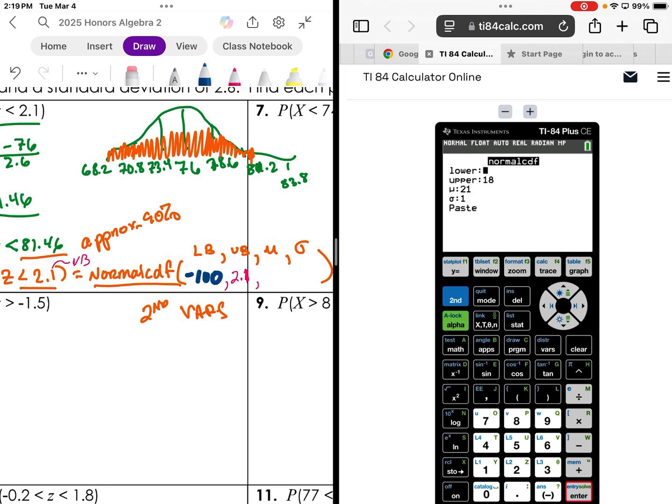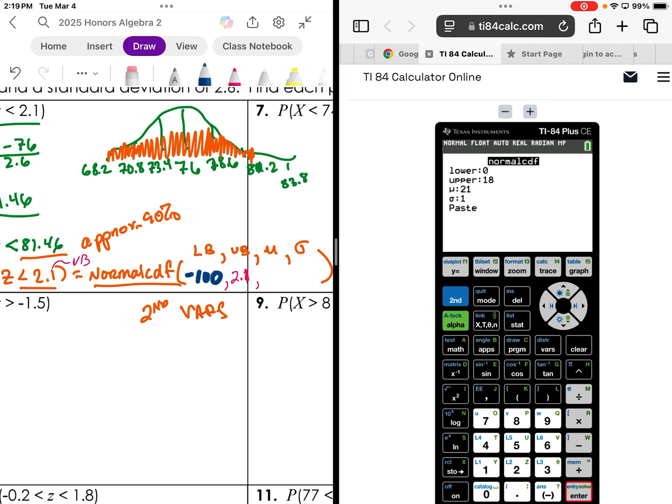Because if I put 0 in there, 0 is where the mean is. So that means it's going to stop at the mean. I want it to keep going, everything less than. I want it to include all the negative z-score percents. So my lower bound is a really big negative number. My upper bound happens to be my z-score of 2.1.